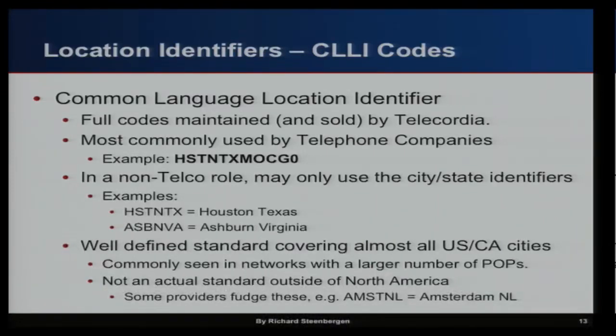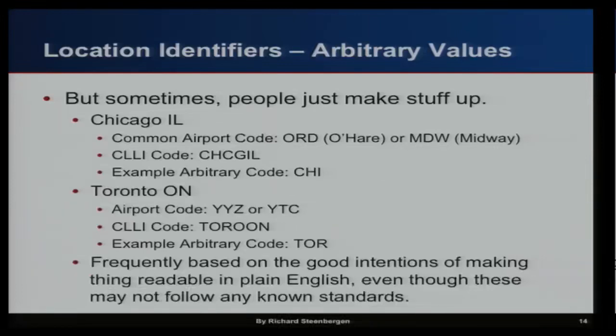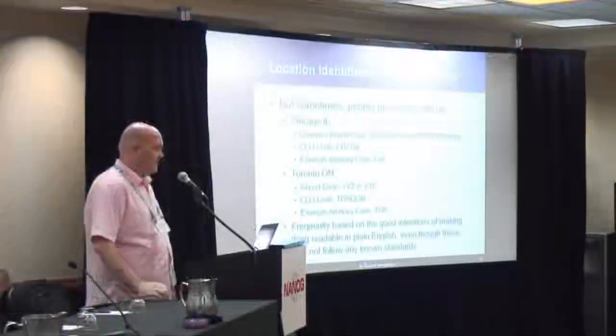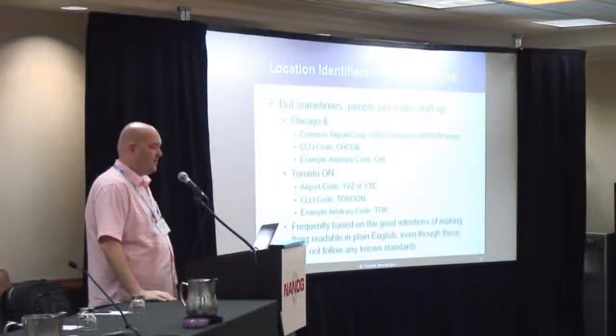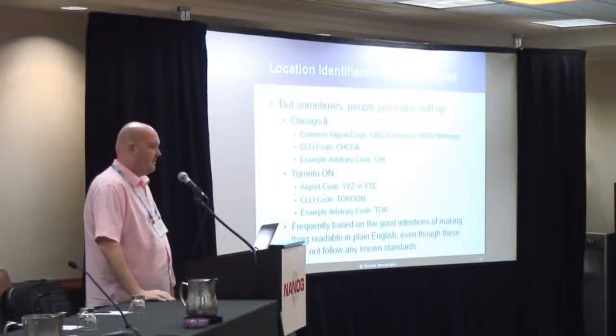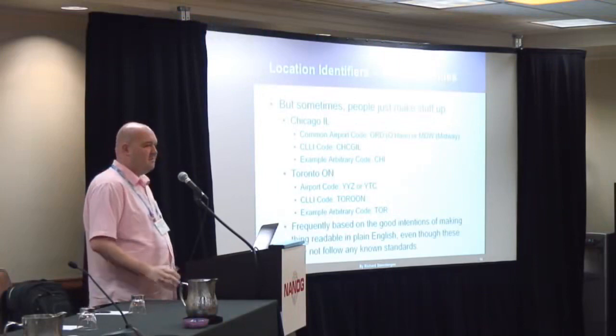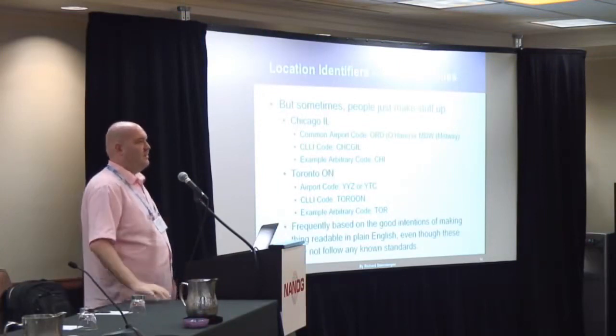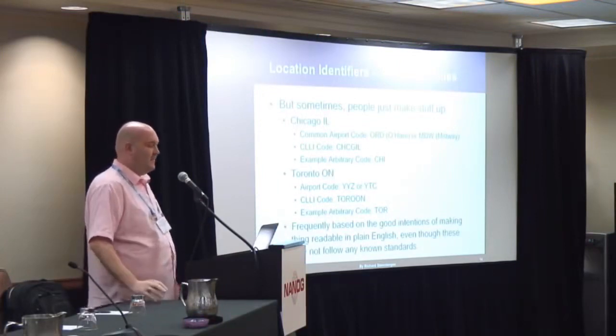With 6 letters, you're kind of able to figure out Amsterdam, Netherlands, things like that. Arbitrary values. Sometimes people just make stuff up. This is probably a huge percentage. You get into, for example, Chicago. The airport codes are O'Hare, ORD, and Midway, MDW. Some people say, I don't know what that means, I'm just going to call it CHI.